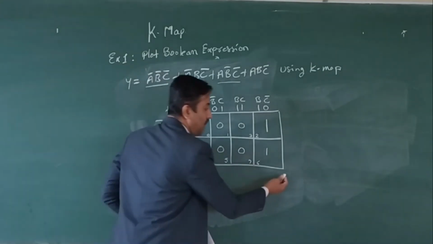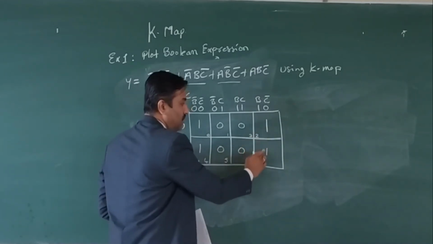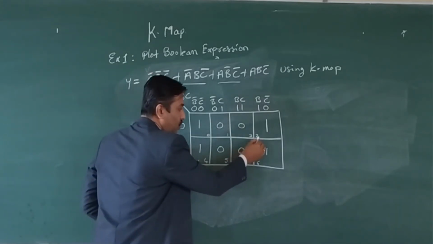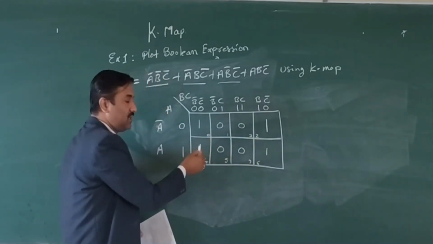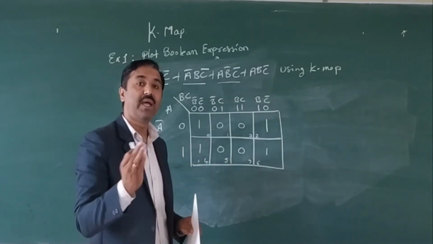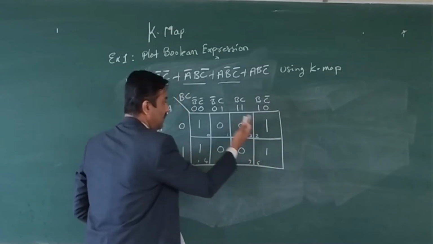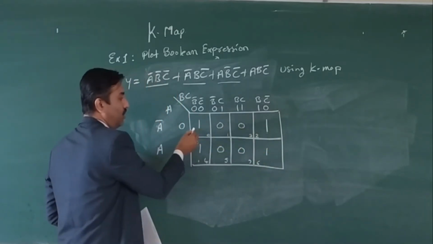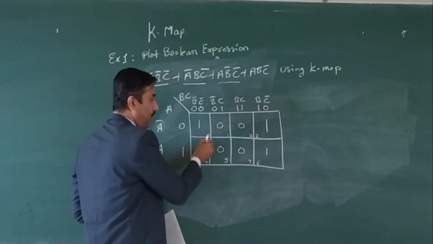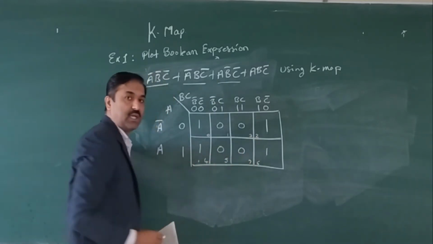Why? Because if I apply the folding rule, you can see that this one and this one are adjacent to this cell and this cell. That is, cell number 2 and cell number 6 are adjacent to cell number 0 and cell number 4. This is adjacency applying the folding rule. So when I fold these 2 corners, cell number 0 and cell number 2 are adjacent to each other. Cell number 4 and cell number 6 are adjacent to each other.